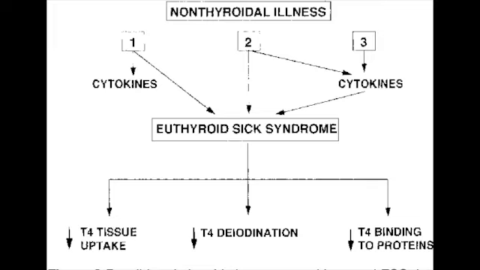Next, Euthyroid Sick syndrome. Abnormal thyroid function tests in patients with normal thyroid function, most commonly seen with severe non-thyroidal illnesses like sepsis, cardiac disease, and malignancies. Pathophys: severe illness decreases peripheral conversion of T4 to T3.